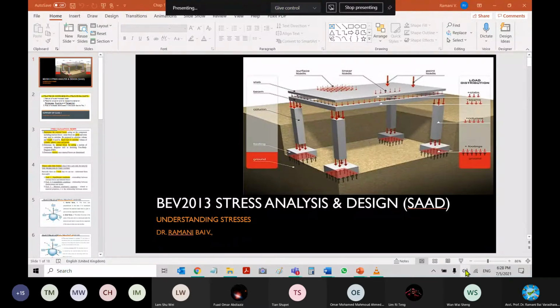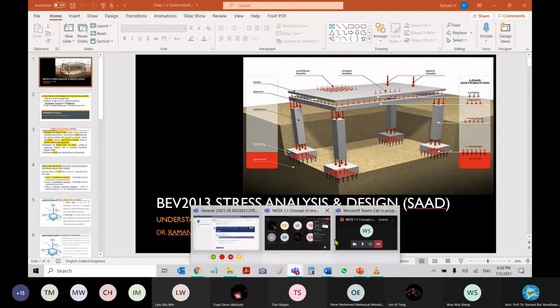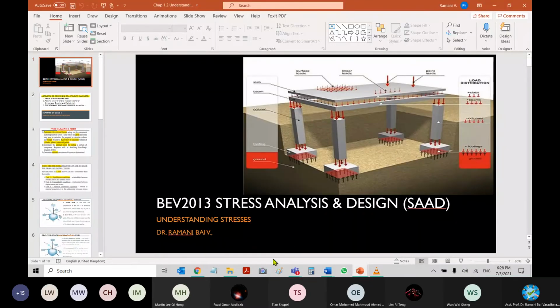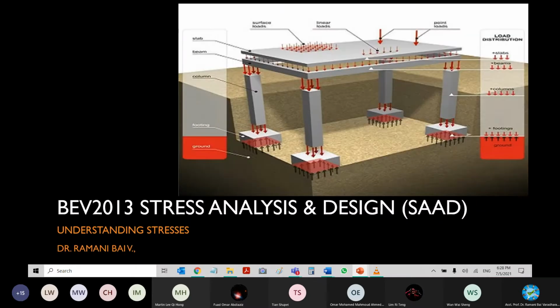Can you see it? Yes. You weren't sharing the screen just now. Yeah, the screen is there, I shared already. Can you see it? Understand? Yes. Right.